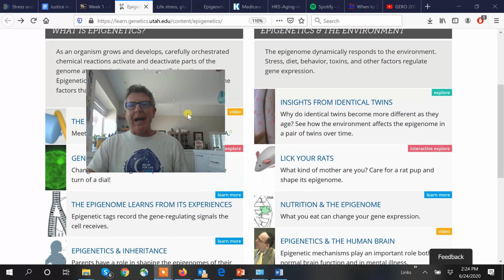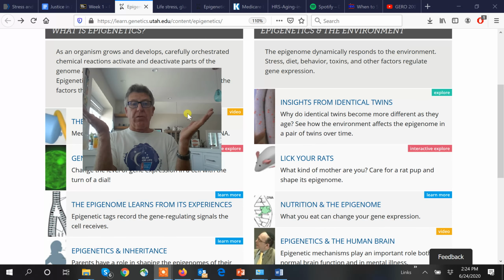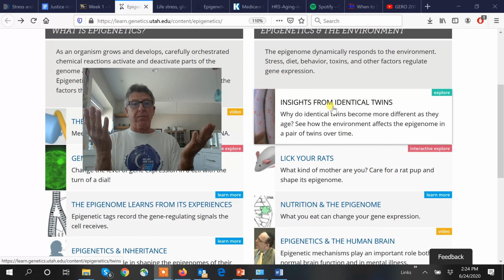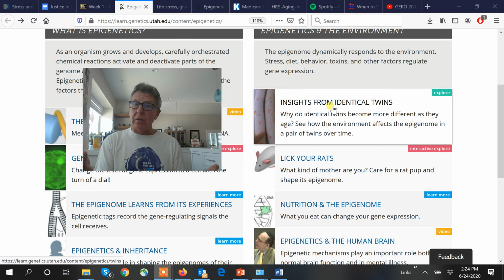We can look at nature versus nurture. How about if we look at identical genetics, the same cookbooks, and then figure out the epigenetic tags by raising twins in very different environments. That's a cool way to do it. And that's what this is all about if you want to read up on that.